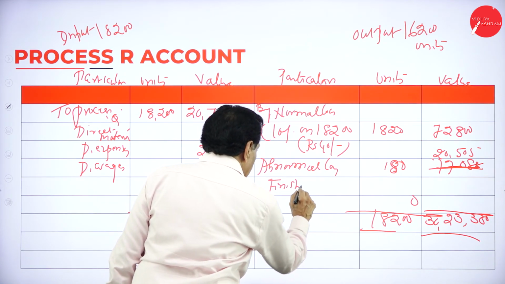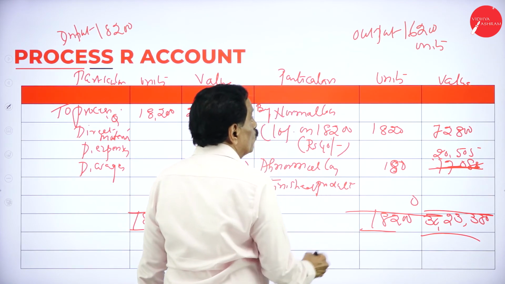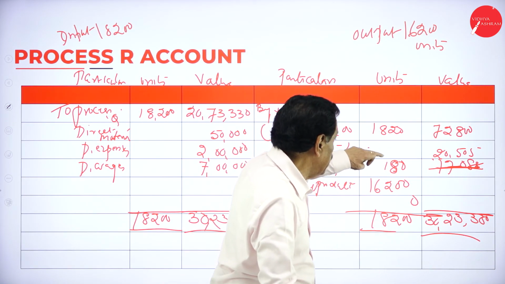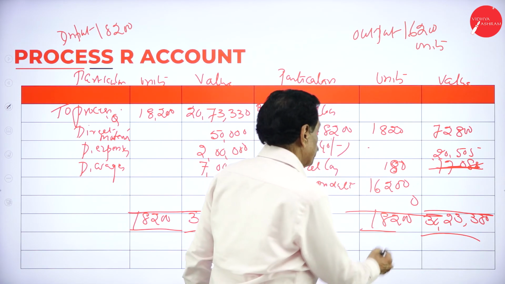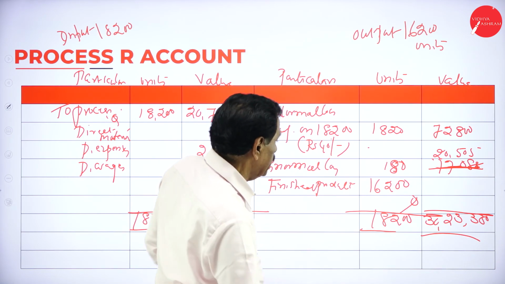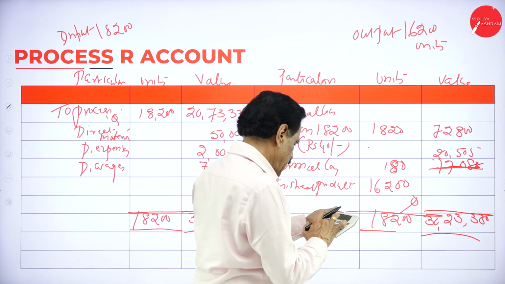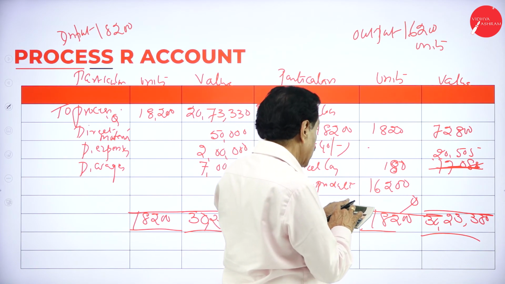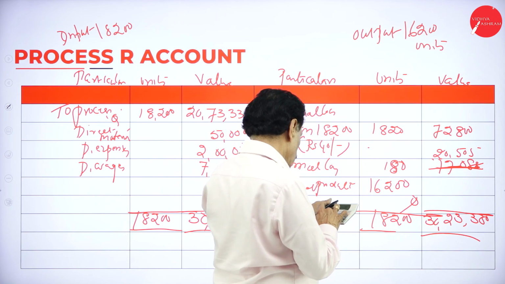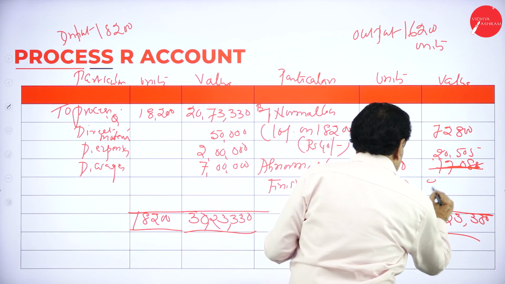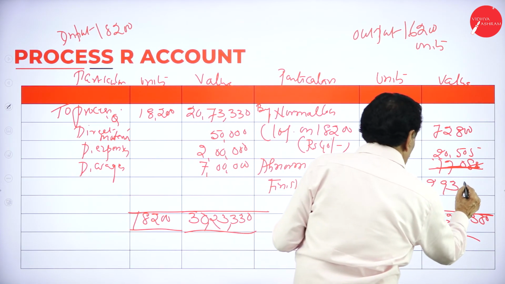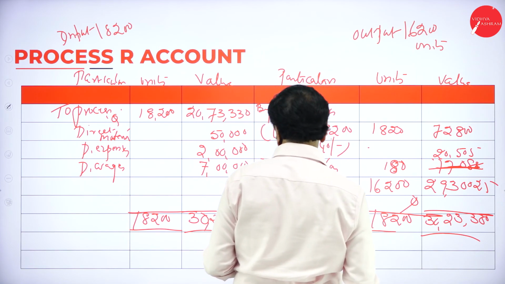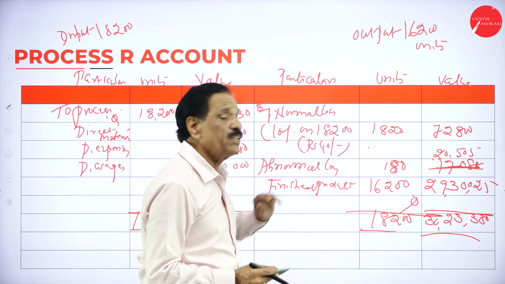Finished product, 16,200 units. You bring out the difference: 30 lakh 23,330 minus 20,505 minus 72,800 gives 29 lakh 30,025. This is the finished product value for 16,200 units.